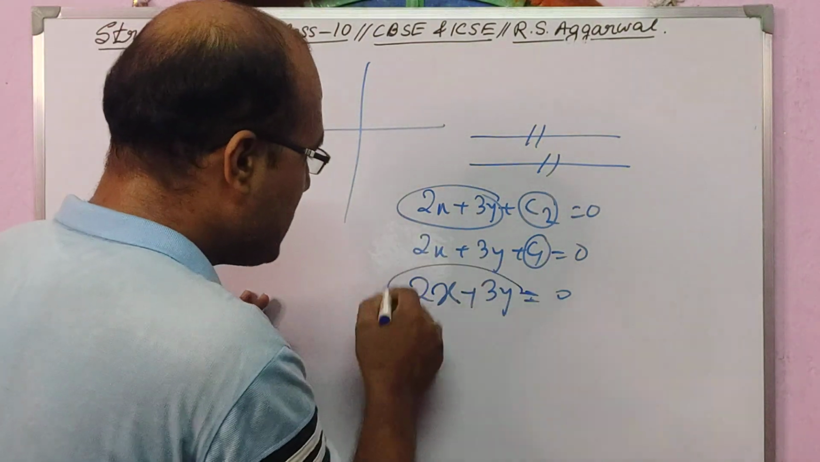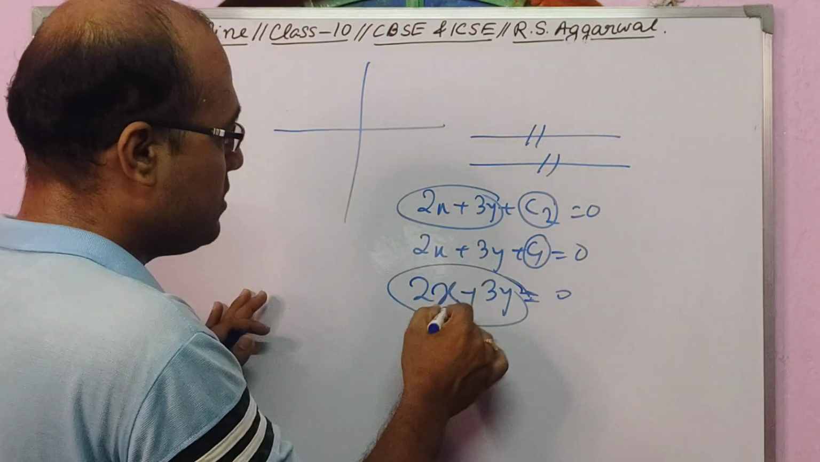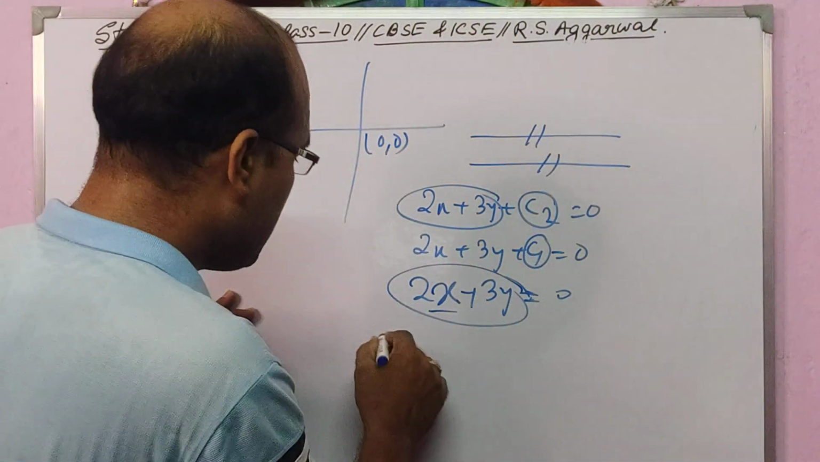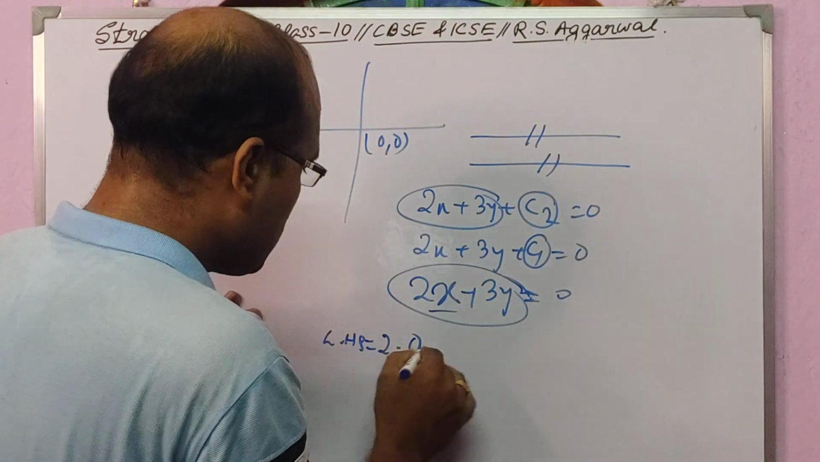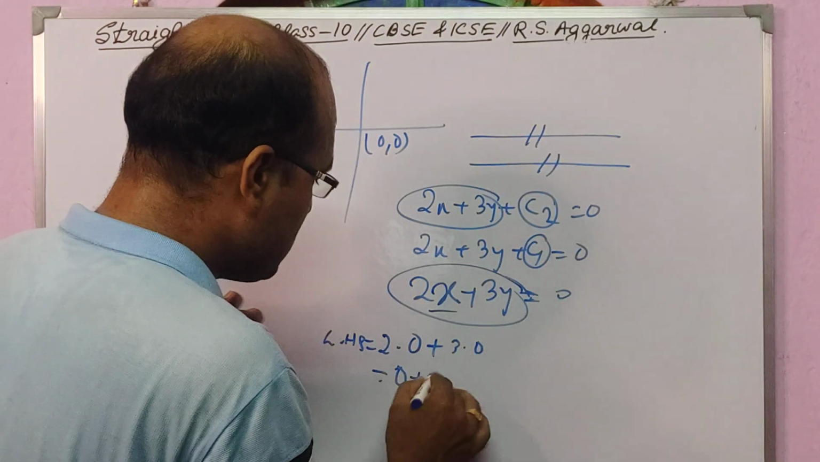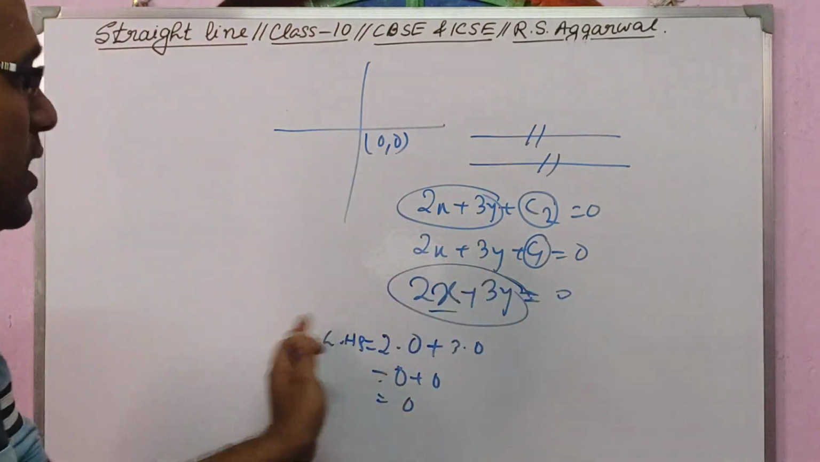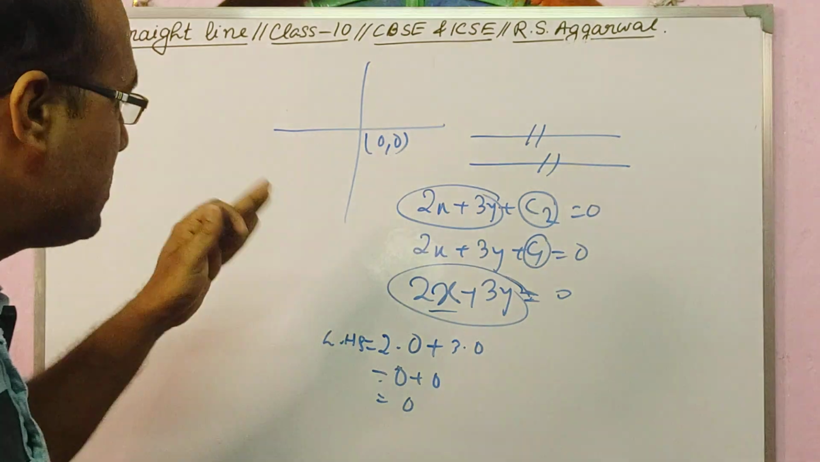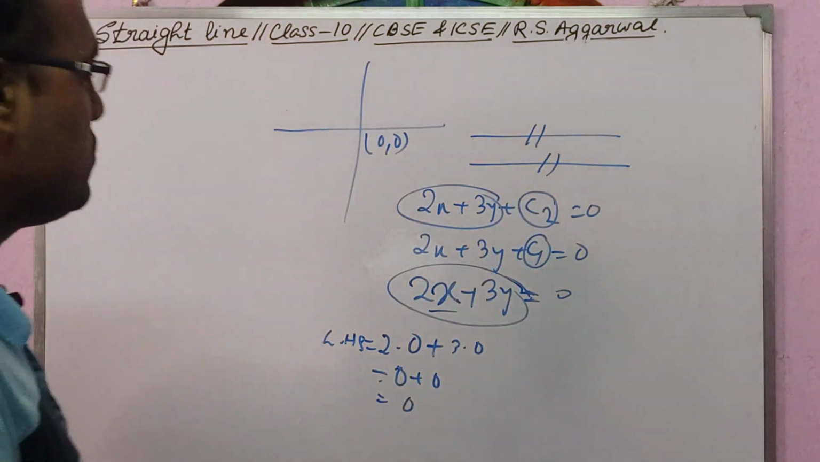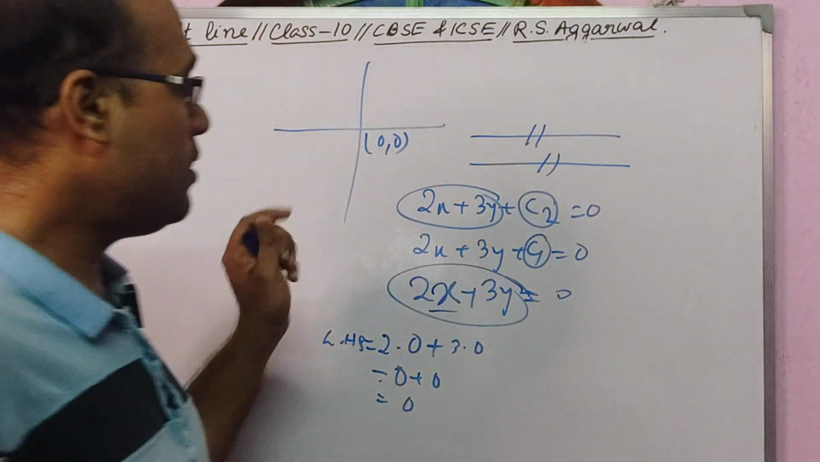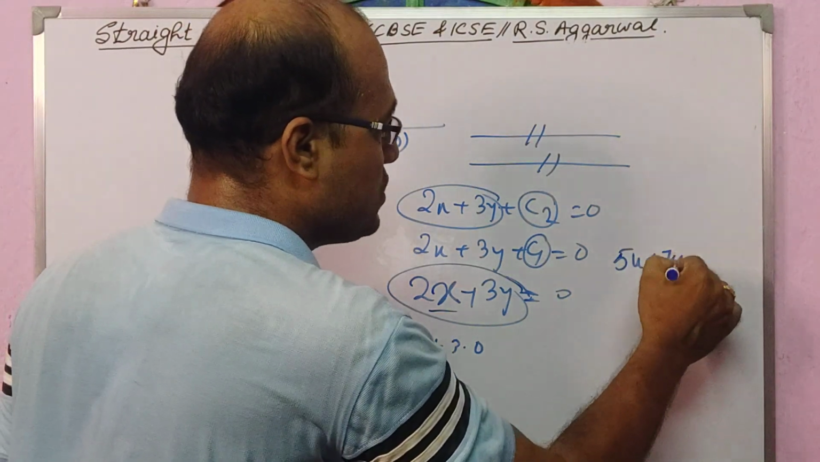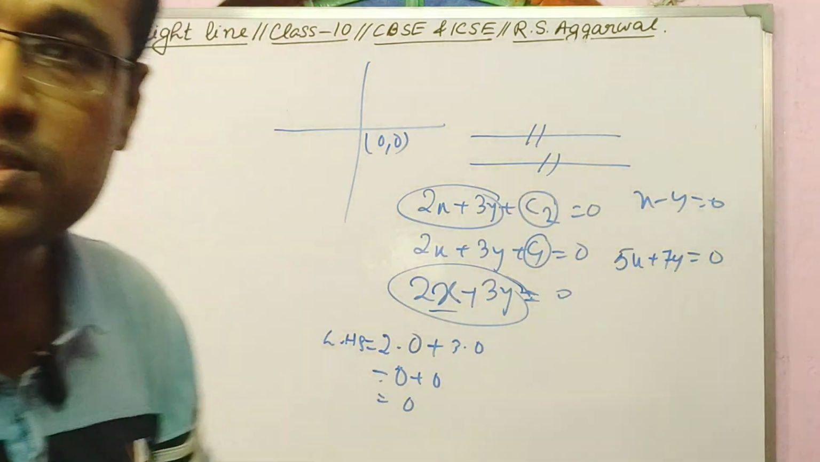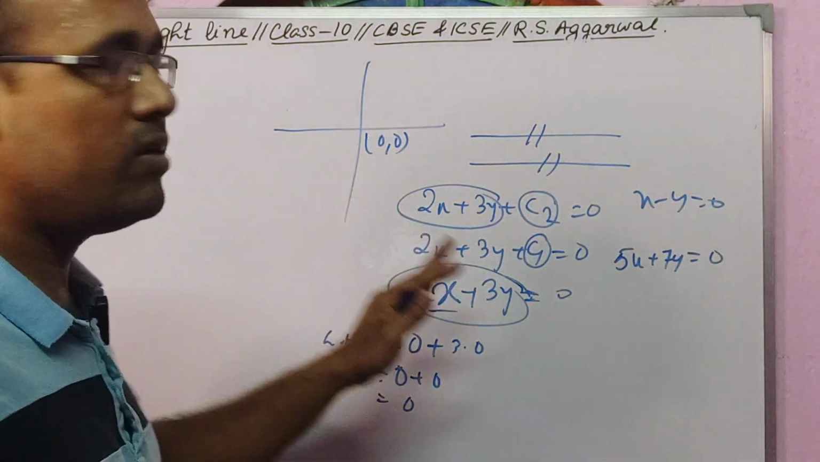Let's take the left side and the right side. If we take the origin (0, 0), the value of x is 0 and y is 0. On the left side, LHS is equal to 2 into 0 plus 3 into 0, which is 0 plus 0, and that matches the right side. Both sides are equal, so this equation passes through the origin. Likewise 5x plus 7y is equal to 0, x minus y is equal to 0, or x plus y is equal to 0: there is no constant part, so the line definitely passes through the origin.